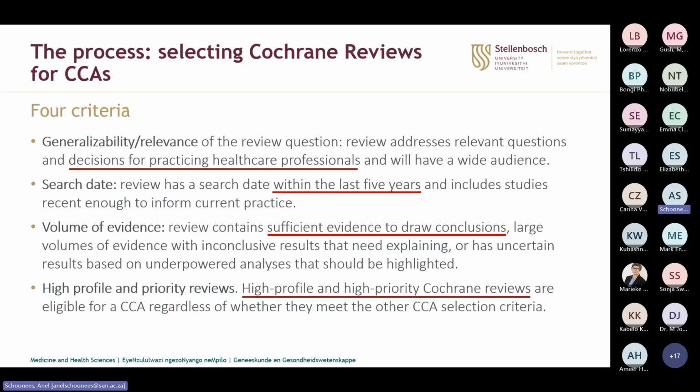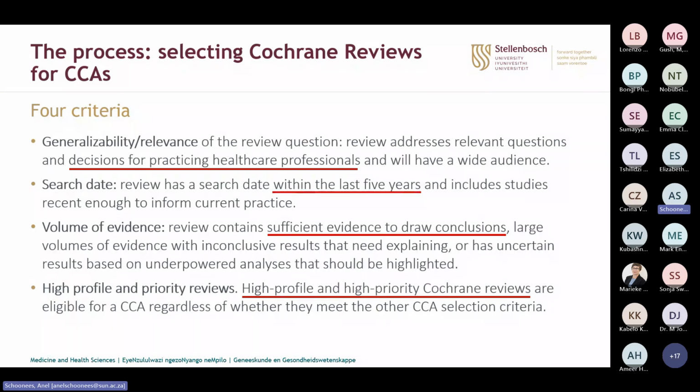So what is the process in terms of how Cochrane clinical answers are being selected or being put together? Based on which Cochrane reviews do they decide there is a need for Cochrane clinical answers? Generally, there are 4 criteria that they follow. The first one is generalizability or relevance of the review question. The Cochrane review needs to address questions that are relevant for decision-making for healthcare professionals, and it must have a wide audience. It mustn't just be for a specific setting. It must have relevance for a wider audience.